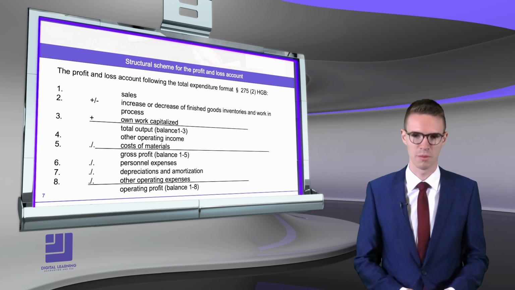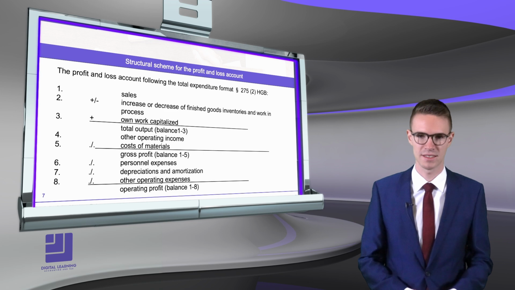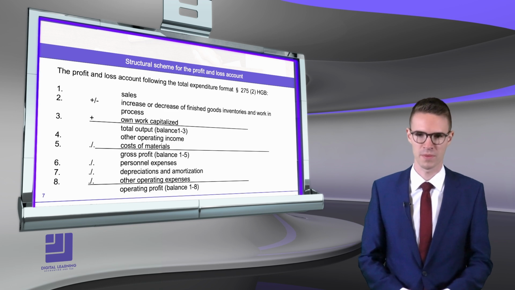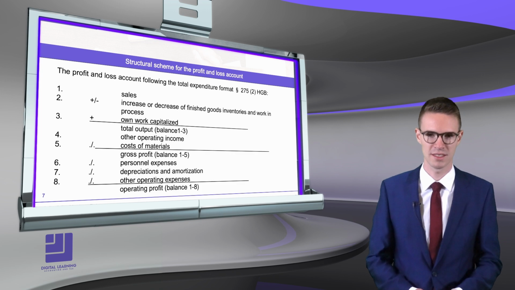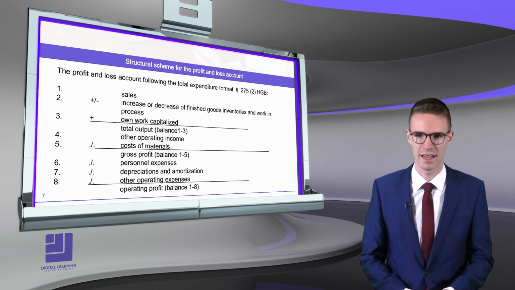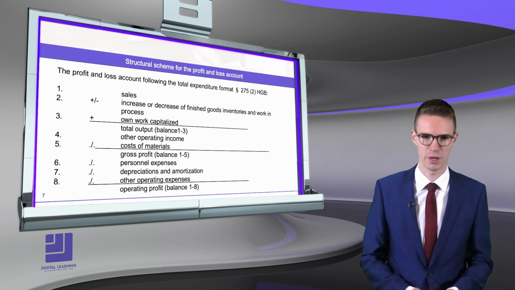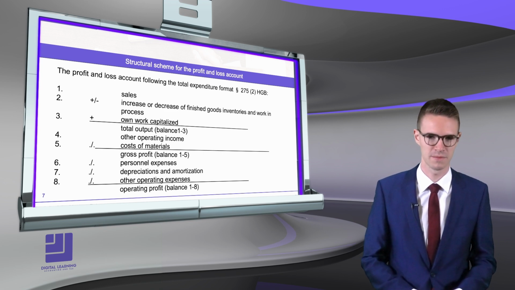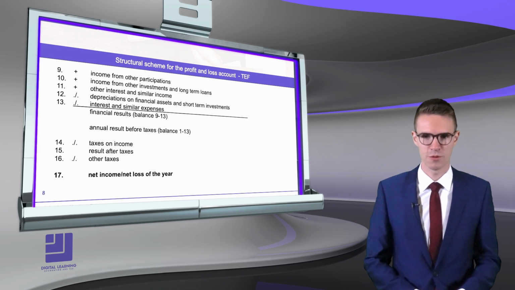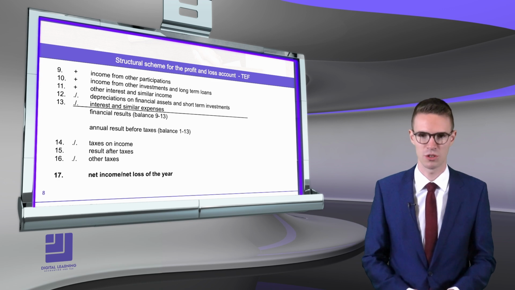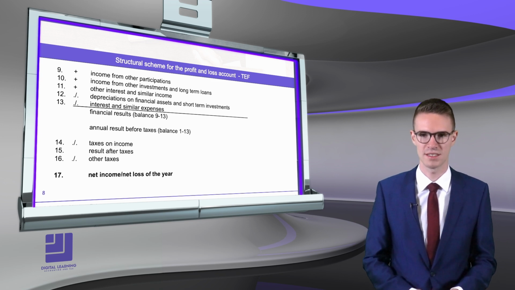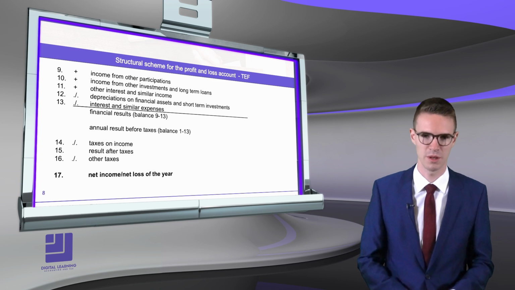The total output plus the other operating income and minus the costs of materials are summarized in the second sum position, the gross profit. The gross profit minus the personnel expenses, depreciation and amortization and other operating expenses results in the operating profit. The operating profit is the balance from step 1 to 8. The income from participation, other investments and long-term loans, interests and similar income, minus the depreciations on financial assets and short-term investments and interests and similar expenses are summarized in the financial result.